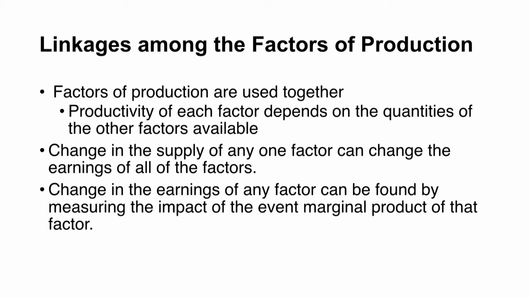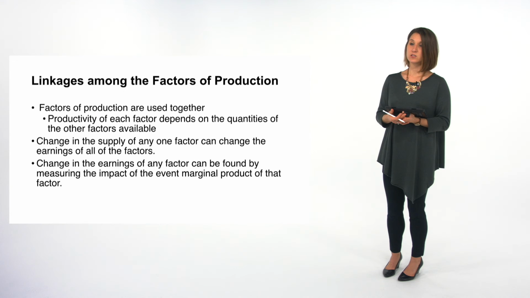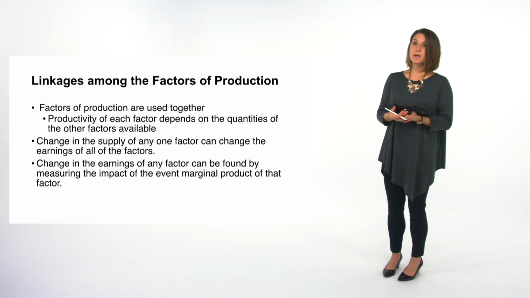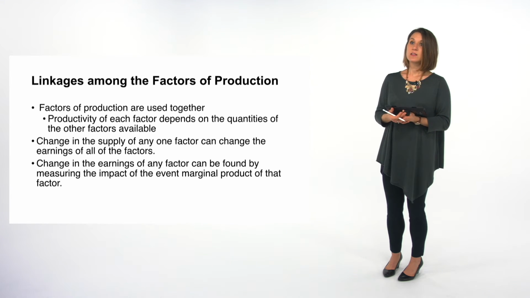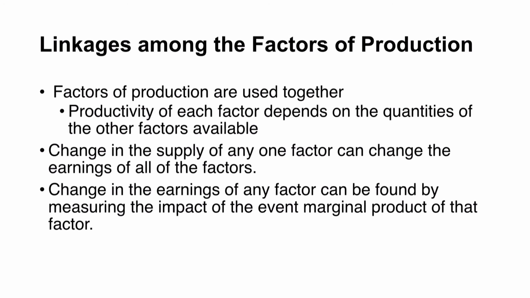So what can we see in linkages among factors of production? Well, sometimes factors of production are used together. The productivity of each factor depends on the quantities of the other factors available. If there's a change in the supply of one of the factors, that can change the earnings of all of the other factors. When we see a change in the earnings of any of the factors, that can be found by measuring the impact of the event on the marginal product of that factor.